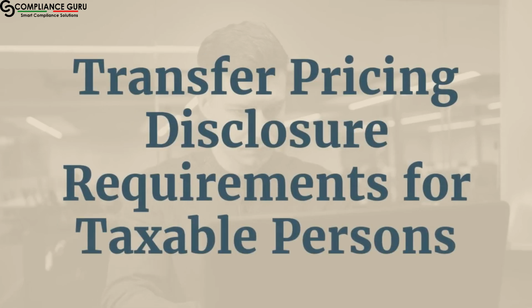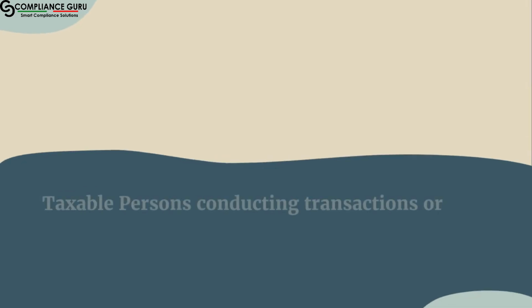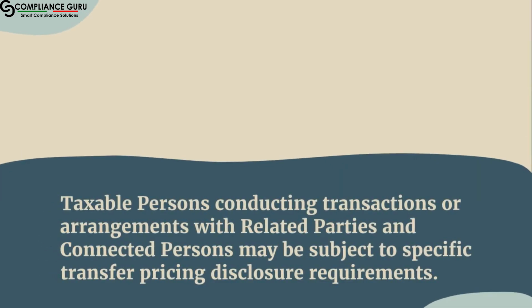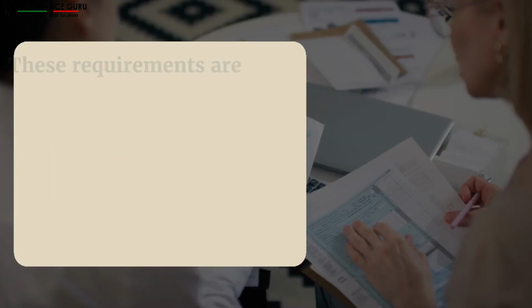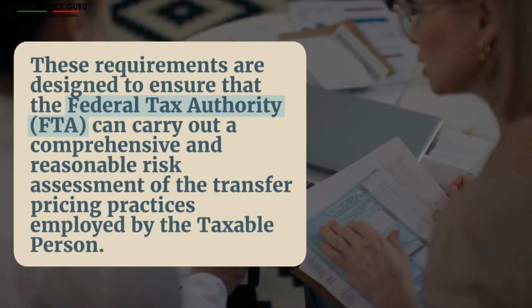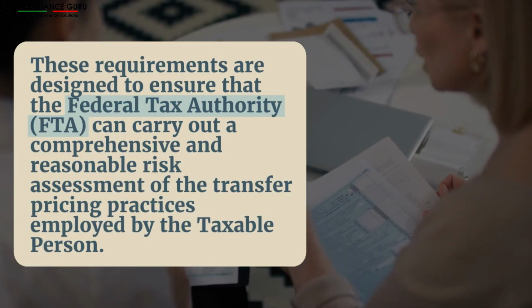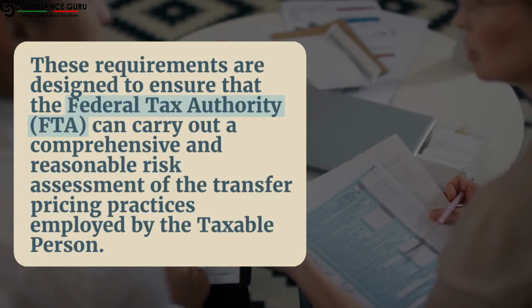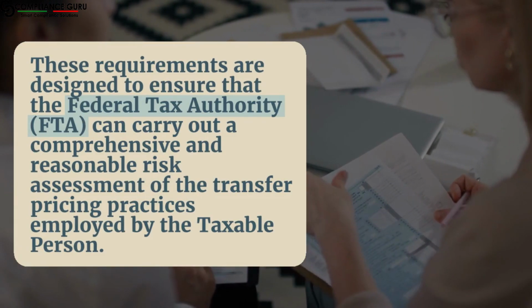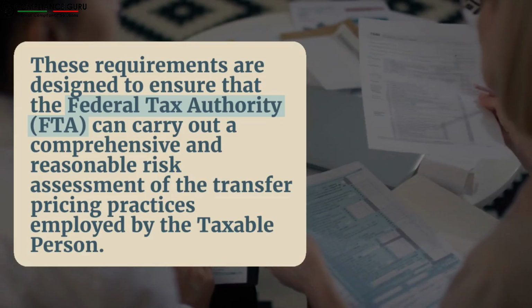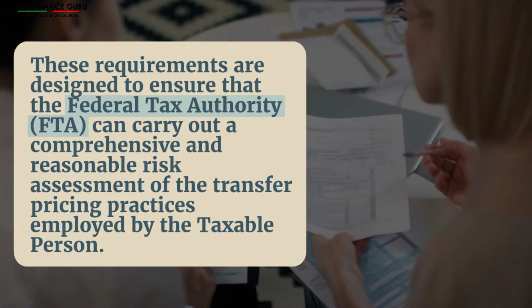Transfer pricing disclosure requirements for taxable persons. Taxable persons conducting transactions or arrangements with related parties and connected persons may be subject to specific transfer pricing disclosure requirements. These requirements are designed to ensure that the Federal Tax Authority, FTA, can carry out a comprehensive and reasonable risk assessment of the transfer pricing practices employed by the taxable person.